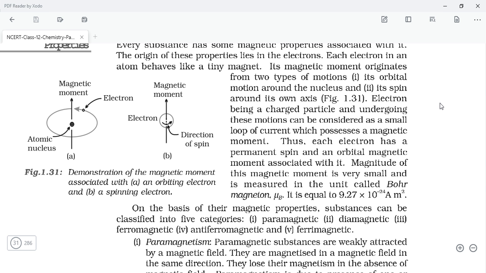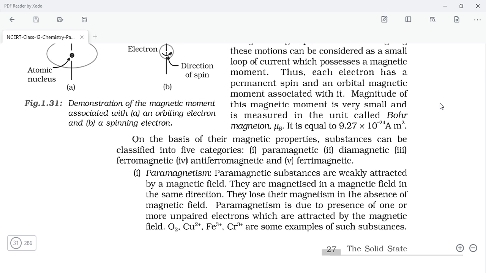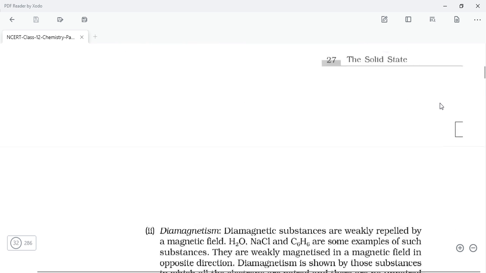First, paramagnetic. Paramagnetic substances are weakly attracted by a magnetic field. They are magnetized in a magnetic field in the same direction. They lose their magnetism in the absence of the magnetic field. Paramagnetism is due to the presence of one or more unpaired electrons which are attracted by the magnetic field. O2, Cu2+, Fe3+, Cr3+ are some examples of these substances.